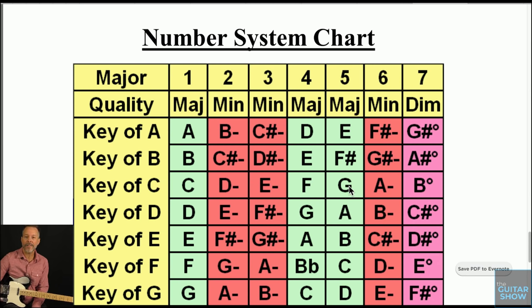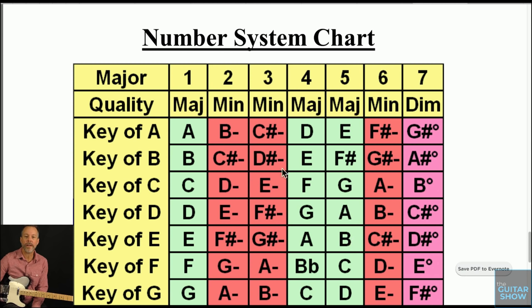Here we go, five, seven, we're gonna skip over one, we're gonna go to two. Five, seven, and two. That's a G, a B, and a D. What happens if you put a G, a B, and a D together? Do you know what chord that spells? I bet you do. It's a G diminished, right? No, it's a G major, right?